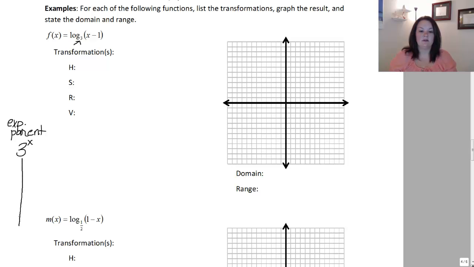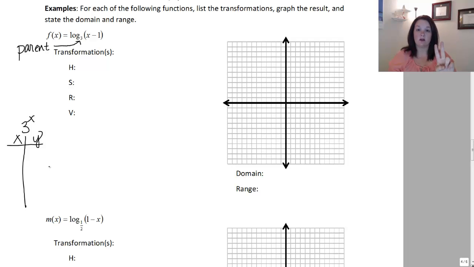So I'm going to write here my exponential parent function is going to be 3 to the x. So I'm going to make a table of values, and actually I'm going to rewrite that because that looks horrible. This is where we get our parent function. So this is our exponential parent, which on the worksheet that you have that correlates to this section, it'll ask you for both the exponential parent and the log parent, so make sure you know which one's which. So 3 to the x is our exponential parent, and so I'm going to plug in -2, -1, 0, 1, and 2.